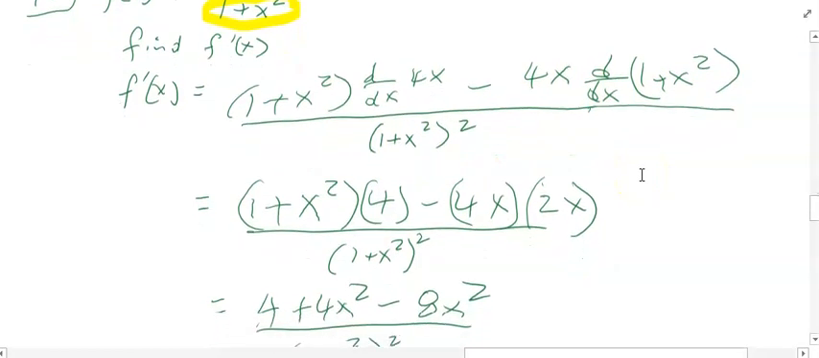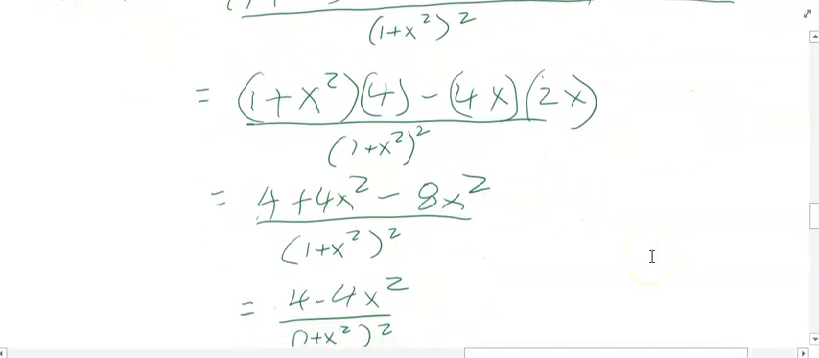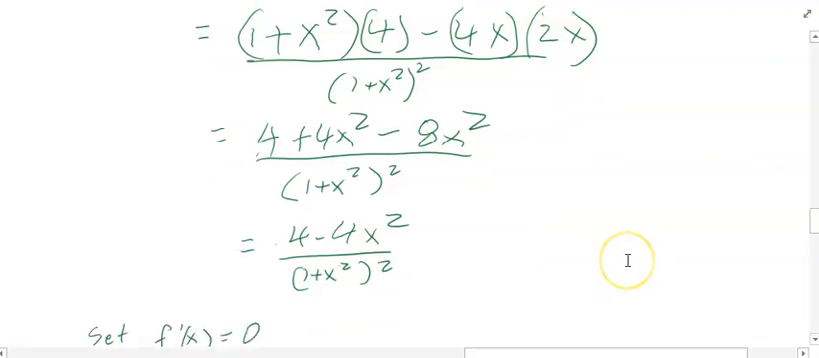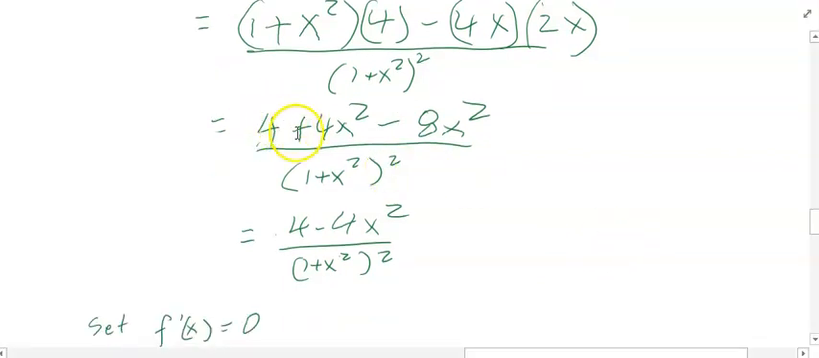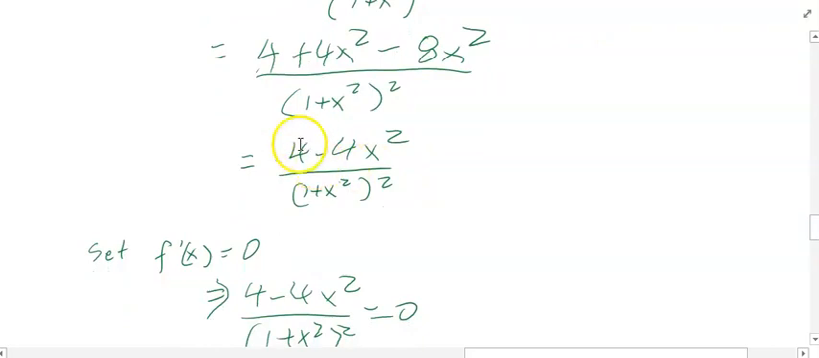And so it's going to be 1 plus x squared times the derivative of 4x, minus 4x times the derivative of 1 plus x squared, all over 1 plus x squared, all squared. So we do 1 plus x squared times 4 minus 4x times 2x over 1 plus x squared, all squared. So 4 plus 4x squared minus 8x squared, all over 1 plus x squared, squared. We're doing a bit of algebra right here to simplify it. So finally we have 4 minus 4x squared all over 1 plus x squared, squared.